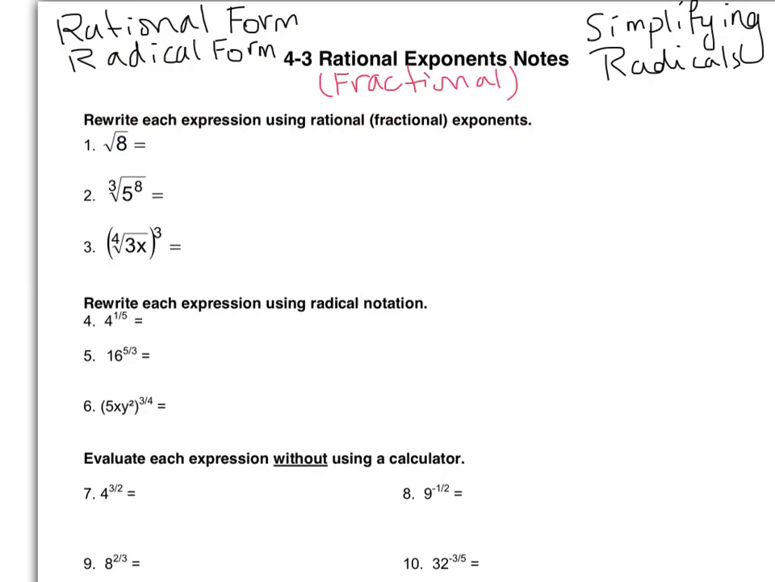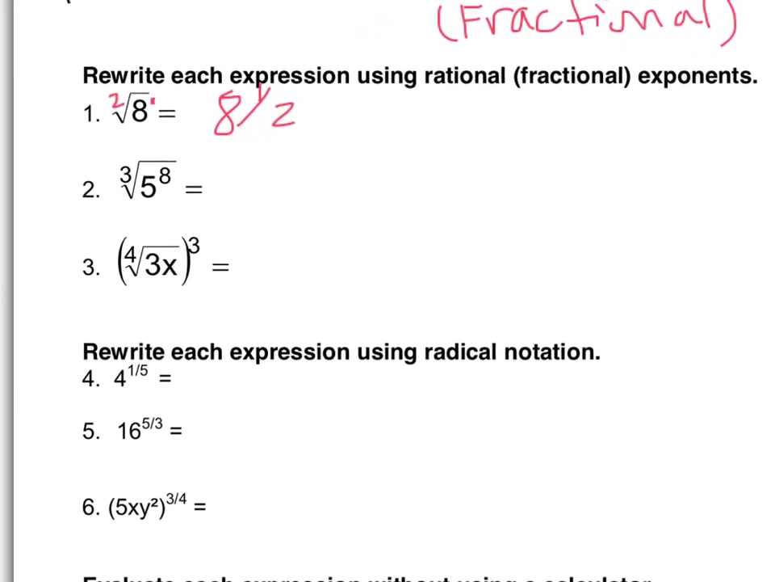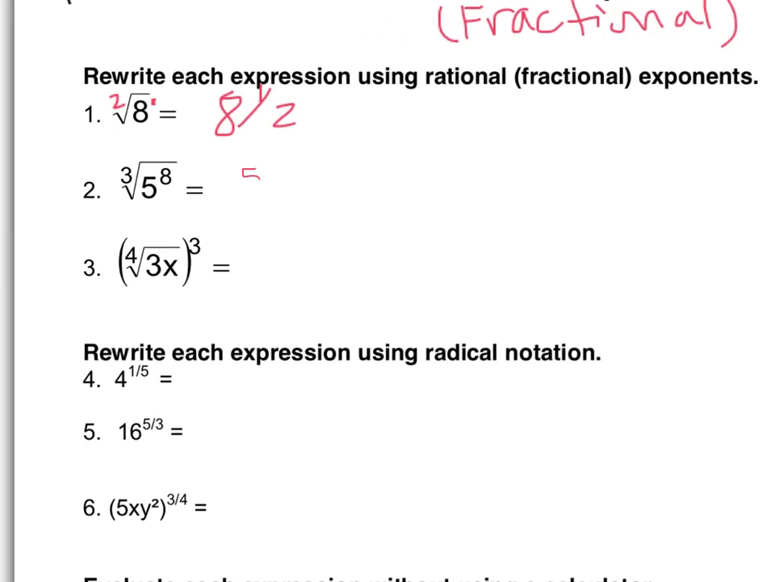So again, just like what we did before, if there's no power on the outside, you assume that it's a 1, and 8 means 8 to the power 1. So to change this to a rational exponent, you would do 8 to the power half. Now the next one is going to be cubic root of 5 to the 8 would be 5 to the power 8 over 3. And this one, number 3, when you rewrite it, is going to be this 4th root of 3x to the power 3. So it would be 3x to the power 3/4.